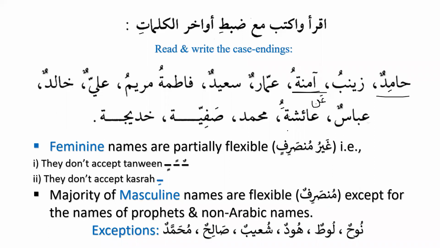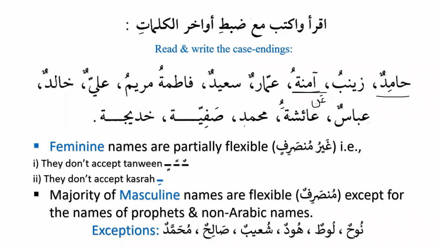Okay, Zainabu doesn't have ta marbuta. It's a very good question, because it's not necessary that all the names of Arabic women end with ta marbuta. For example, Maryamu doesn't end with ta marbuta. The majority of the names end with ta marbuta, but it's not necessary that every name should end with ta marbuta.